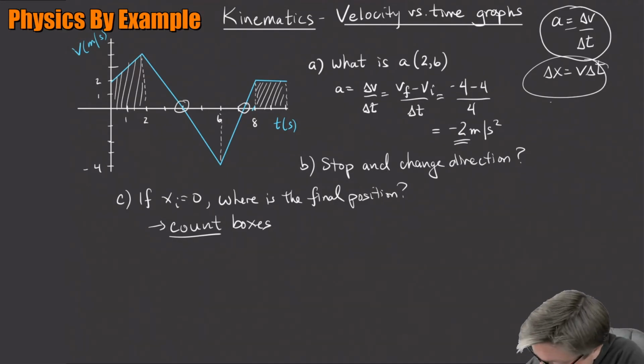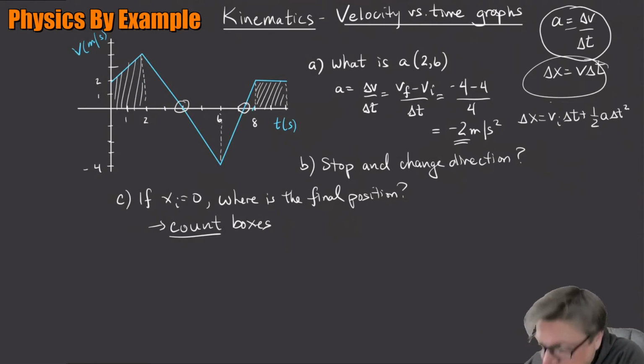Let's use this. I also know that delta x is v initial times delta t plus 1/2 a delta t squared. So let's do it piecemeal. Delta x equals, and there's going to be a bunch of different pieces. Let's do that first piece. What is that first piece?